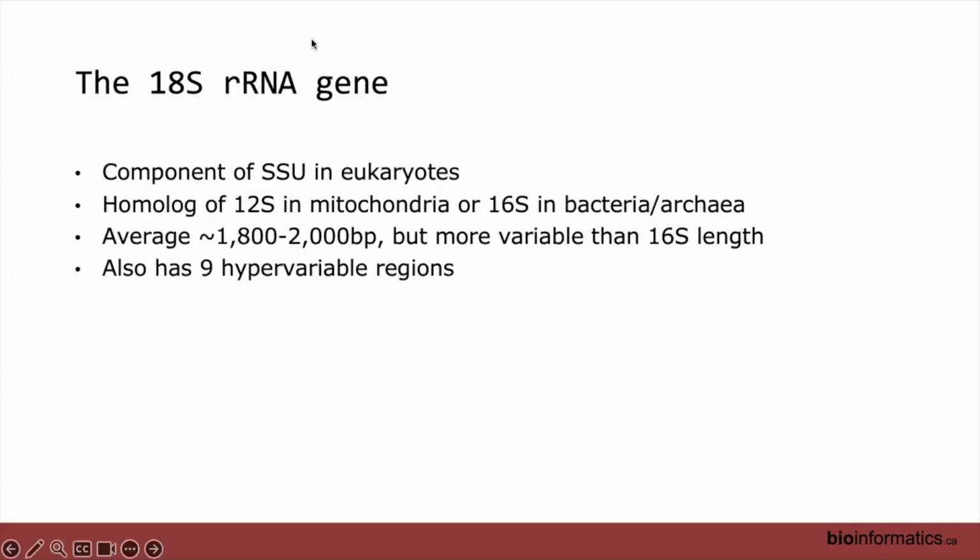Okay, so then briefly, just to go into the 18S rRNA gene and why you might use it. It's, as I mentioned, a component of the SSU in eukaryotes. It's a homologue of the 12S in mitochondria or 16S in bacteria and archaea. On average, it is 1,800 to 2,000 base pairs.